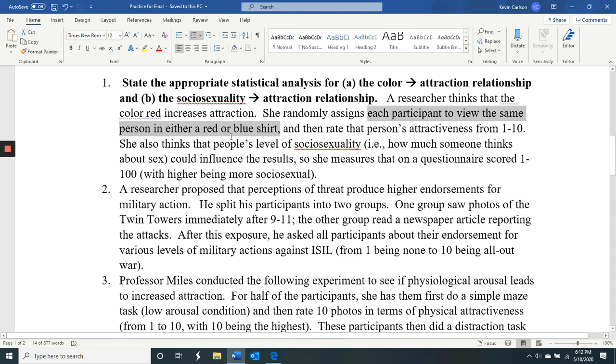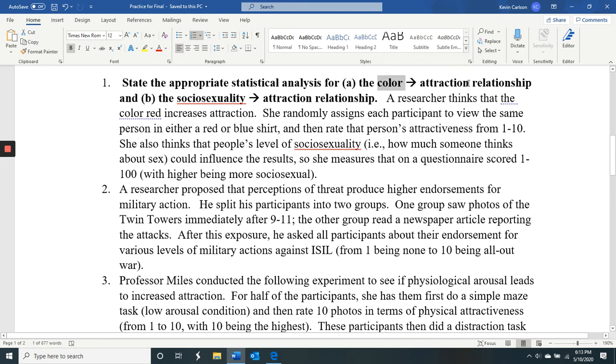So this is a between subjects design because each person sees either the person in red or the person in blue. This is between subjects. Red or blue, just one level of this IV. And this is nominal. So color is nominal.